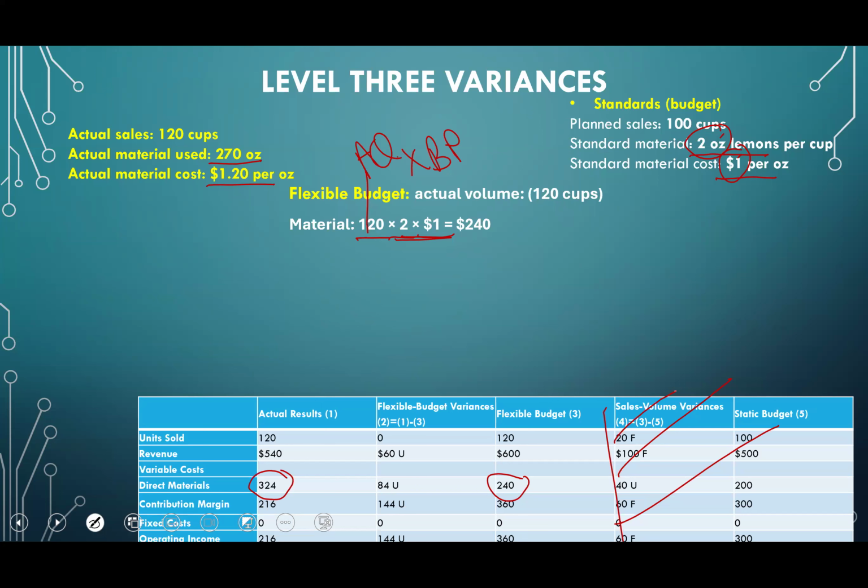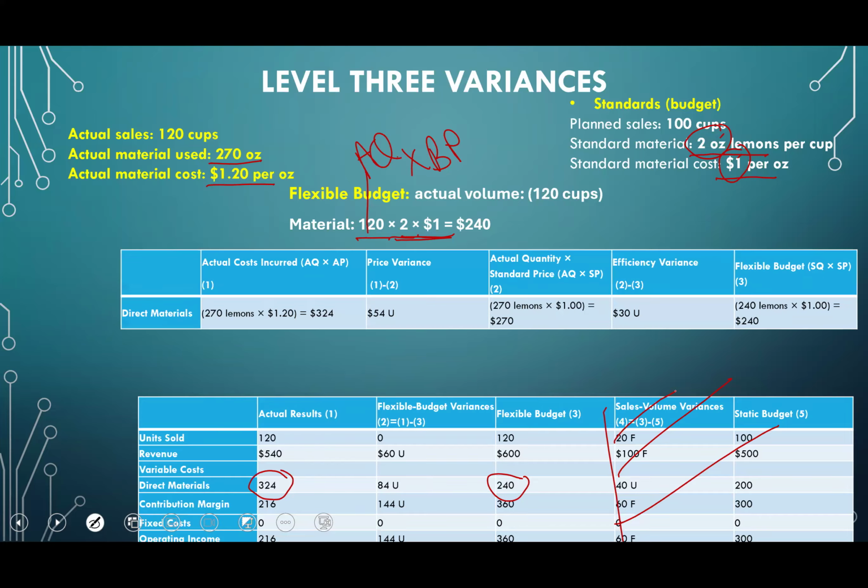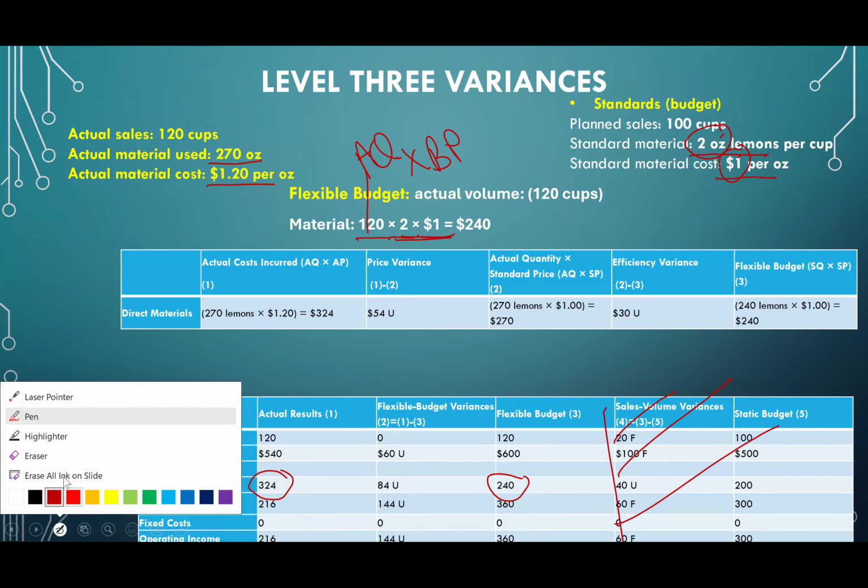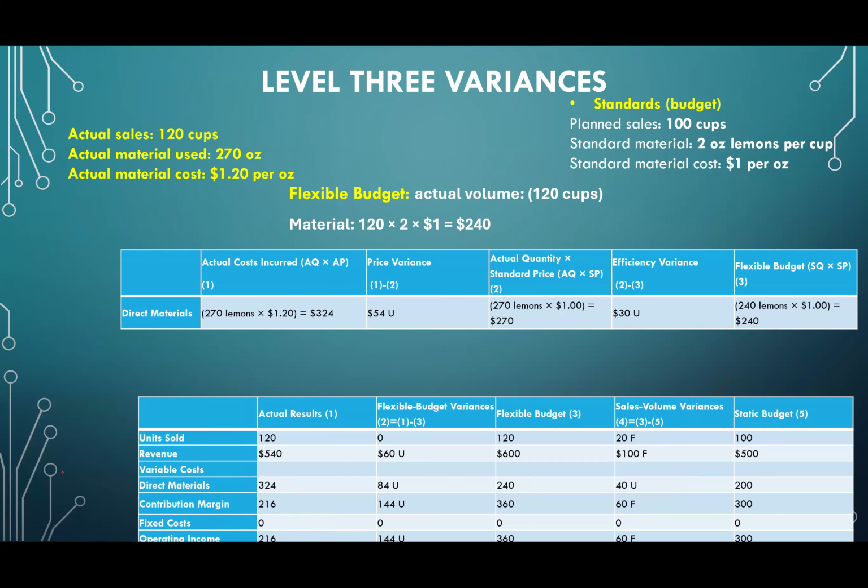Usually I find in my experience that students understand static budget, flexible budget, they understand actual numbers also, but they get confused when we talk about flexible budget in level 3. So I'm going to elaborate on that a little bit along with the table. I made the table a little bit more elaborately so that you can see where the numbers are coming from. I'm going to erase what I have here.